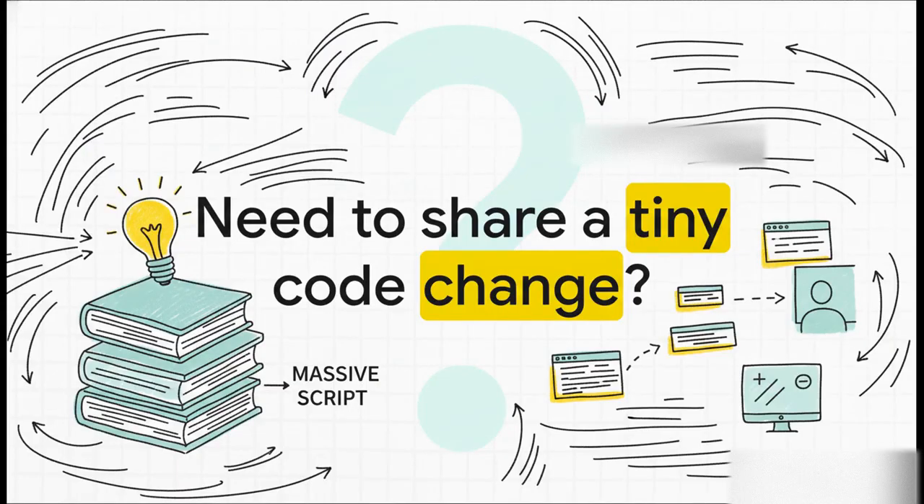Okay, picture this. You're working on a massive script, right? Thousands of lines long. You finally track down and fix this one really annoying bug, and it only took changing like 5 lines. Now you've got to get that fix over to your colleague. So, how do you do it?